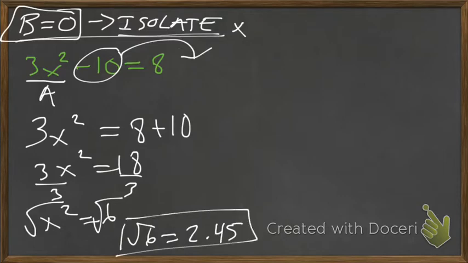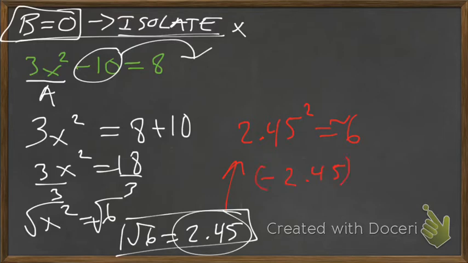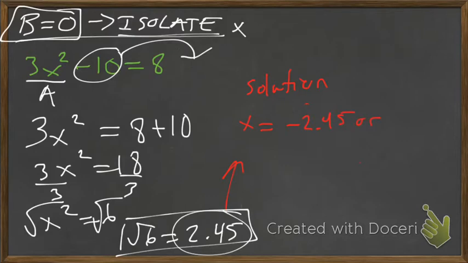Now, if you take this value, 2.45, and you square it, that'll give you 6, approximately. Okay? But if you take negative 2.45 and square it, that'll also give you 6. So my solution is two values. It can be either; I'll write it right here. So, solution: x can equal negative 2.45 or positive 2.45.